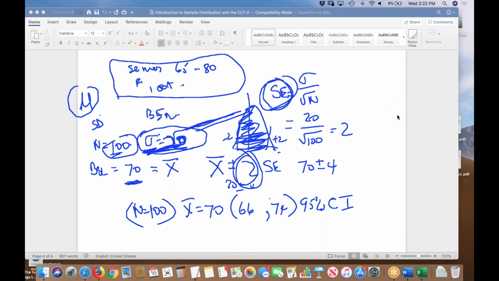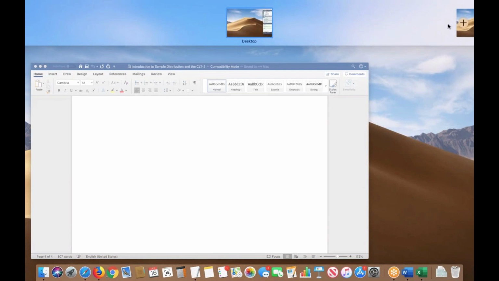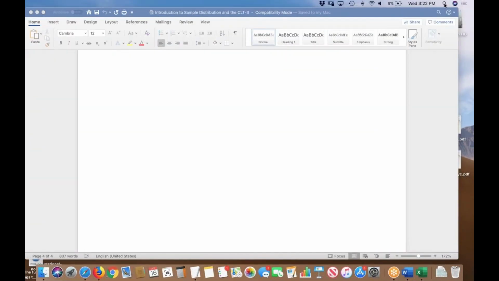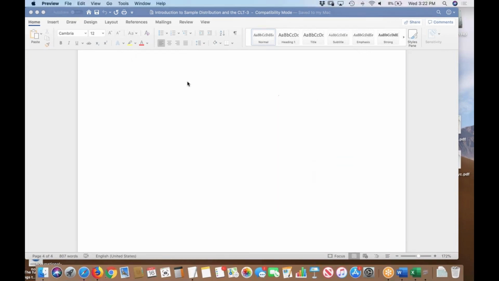I'm going to erase this now so I'll be able to see behind it. And I'm going to go to my Z table. Okay, here's my Z table.